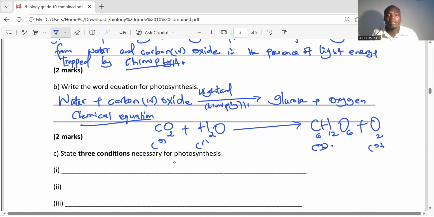State 3 conditions necessary for this process of photosynthesis. Condition for photosynthesis, there must be light energy presence. There must be presence of carbon dioxide.